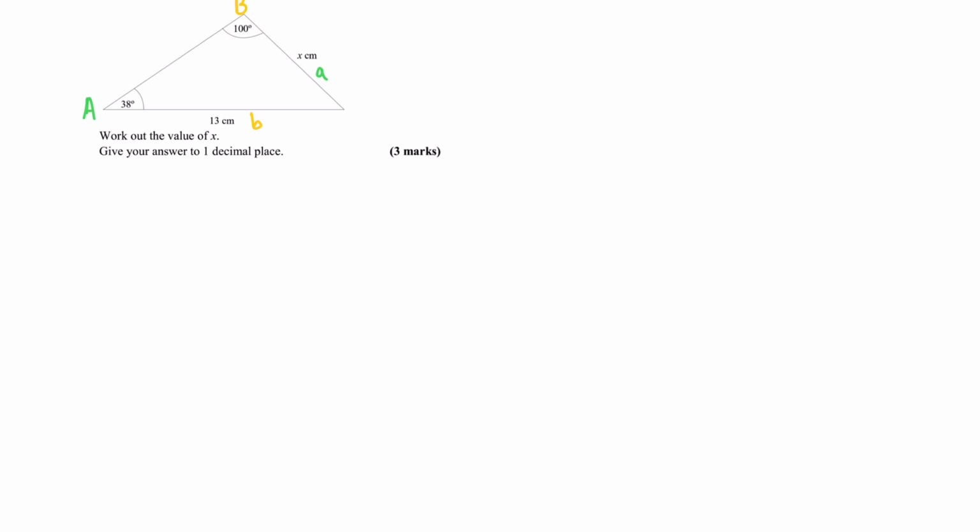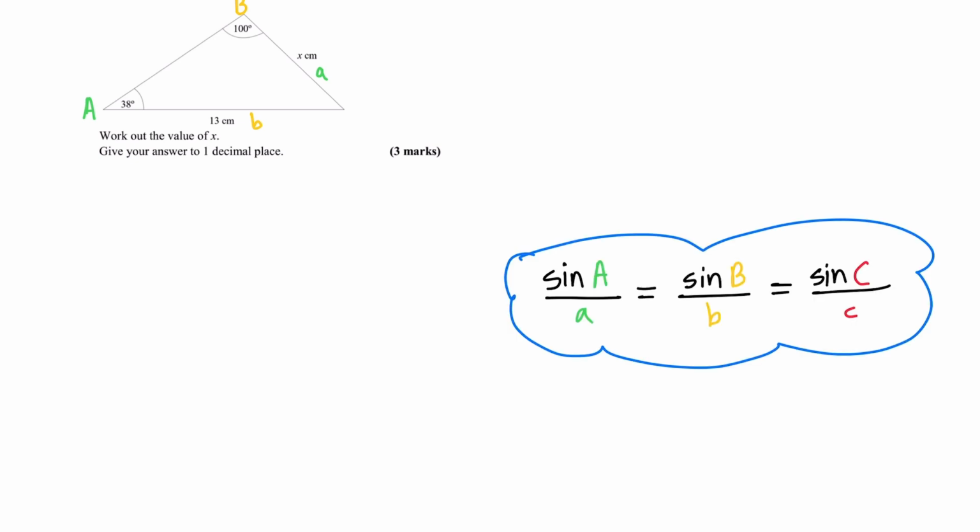First thing you want to do is you want to label it A and B. Doesn't matter about labeling C because we don't need it right now. So we've got the angle A, which is 38 degrees, the angle B, which is 100 degrees, and then I've labeled the sides that are opposite to them with the lowercase a and b. And that's our sine rule right there.